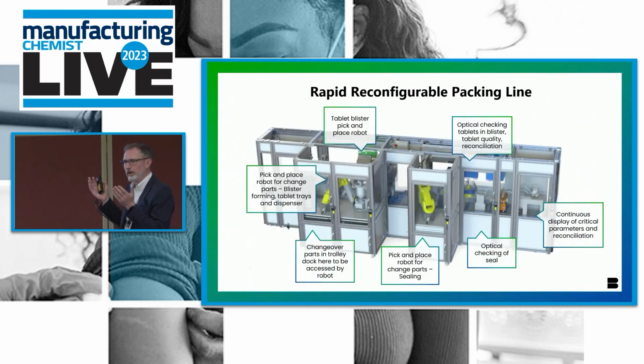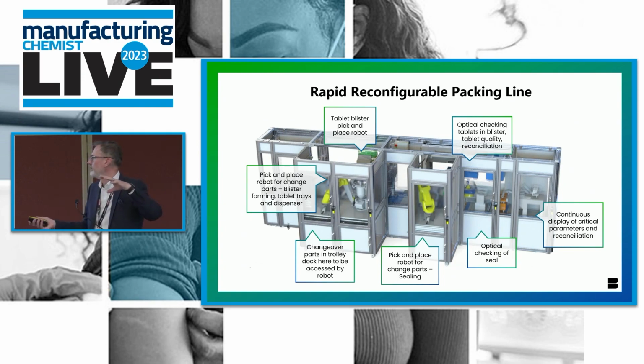This is digging in a bit more to the line. Starting left to right, that's the flow of materials. What you can't see here is a trolley that locates on the side of the line, and in that trolley are the change parts for 4 orders. So 4 tablet dispensers and 4 sets of change parts for the feed chute from the tablet dispenser, and 2 trays that the robot picks out of.